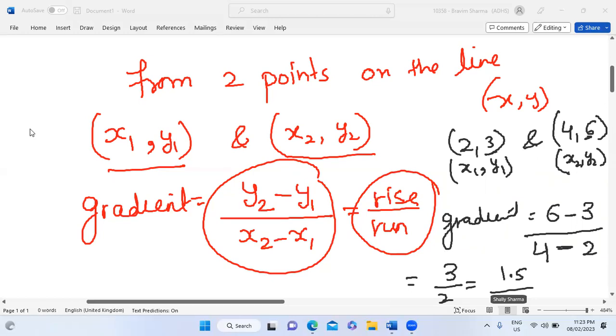So in this video, I explained these 3 methods of finding the gradient: from the equation of the line, or from the 2 points, or from the graph.